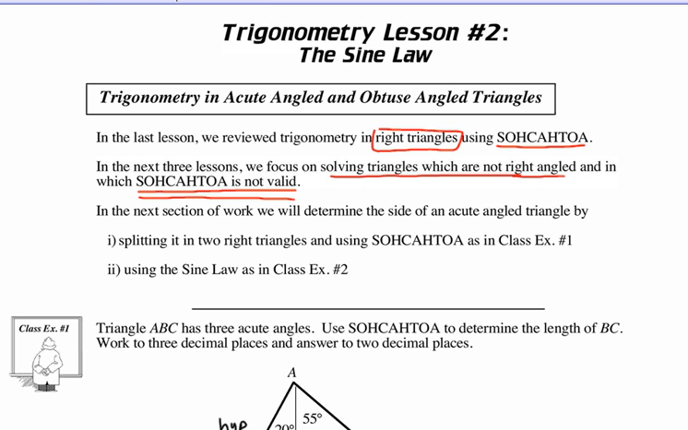So in this lesson, we're going to try and solve an acute angled triangle. So basically, non-right triangle, where all angles are less than 90. Acute means less than 90. First we're going to look at a problem where we just split the triangle into 2 right triangles, and then second using the sine law. Now in class example 1, I've actually already done it to save time.